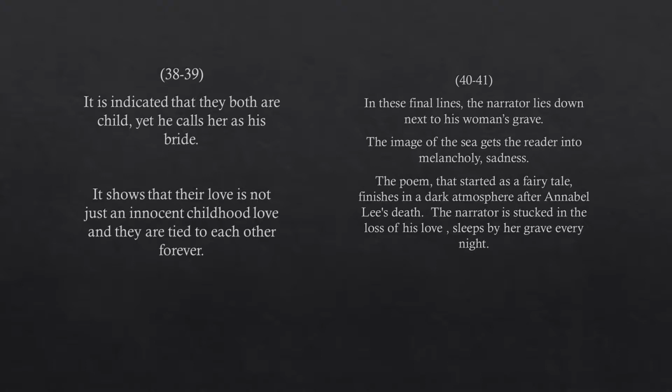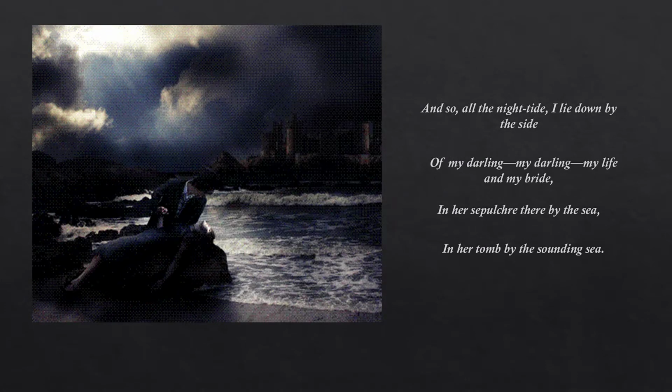So, in conclusion, the main theme of this poem is immortal love and the death or the loss of beloved. So, losing the person you love the most can result in losing yourself too, because the narrator cannot embrace his woman's death. He, in fact, acts a bit insane.